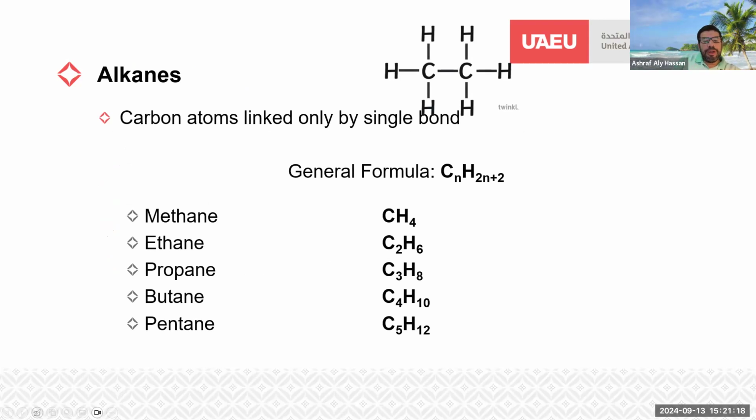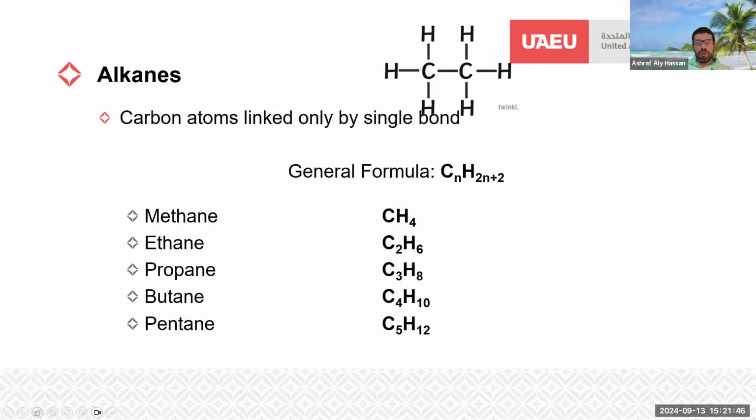Alkanes are carbon atoms linked only by a single bond. Remember when we talked about single, double, or triple bonds? The alkanes have single bonds, which means that the carbon atom always has 3 other bonds that it needs, because finally it needs to cover 4 bonds for each carbon.